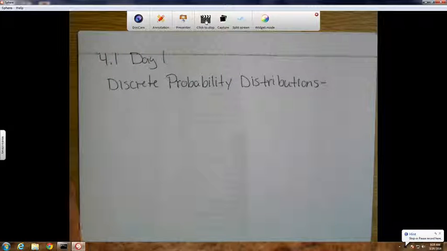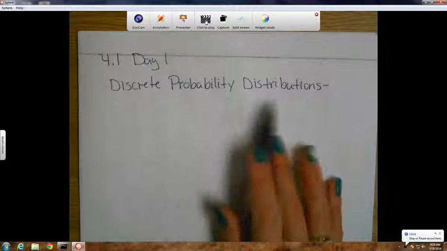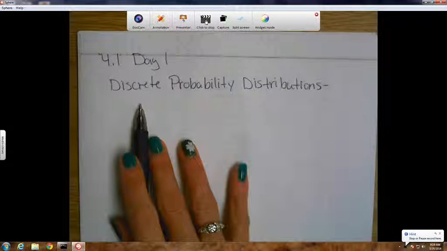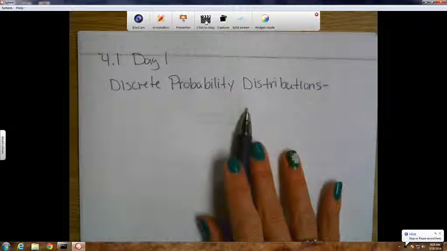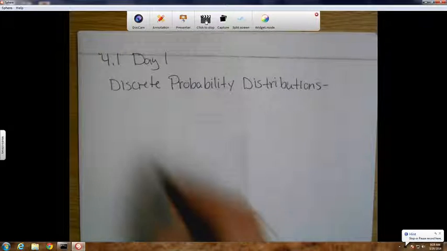We had frequency distributions earlier in the year. And remember, a frequency distribution was just a table that showed the classes and then how many were in each class, the frequency. Well, a probability distribution just shows all possible outcomes and then the corresponding probabilities. And then we got to talk about discrete.